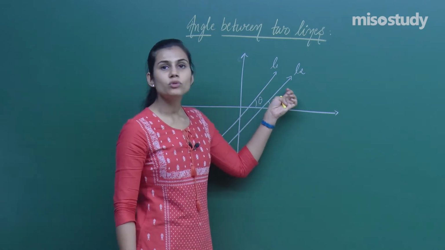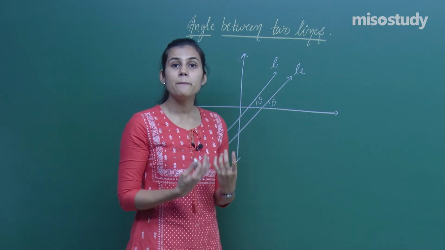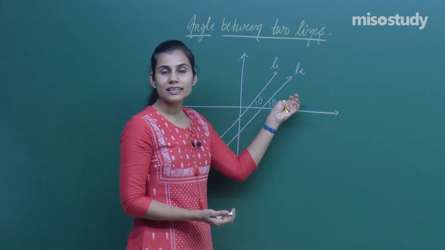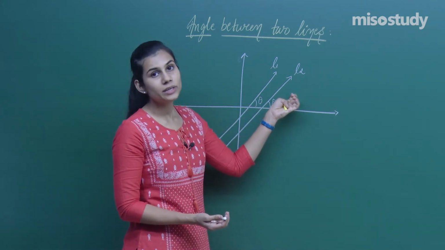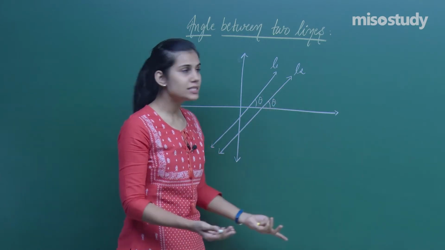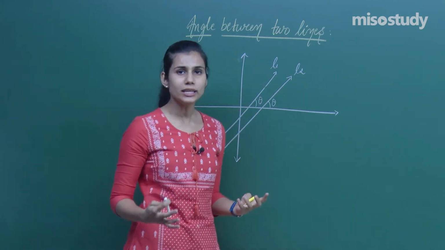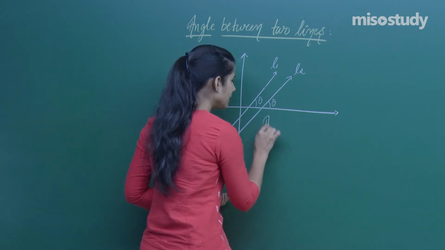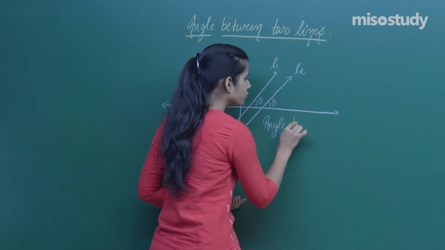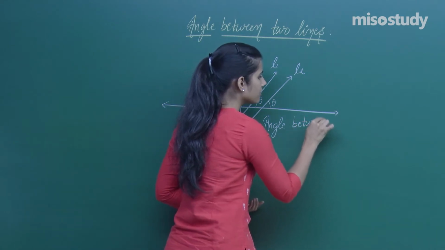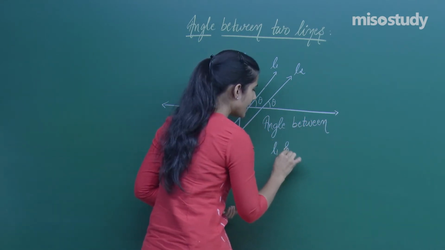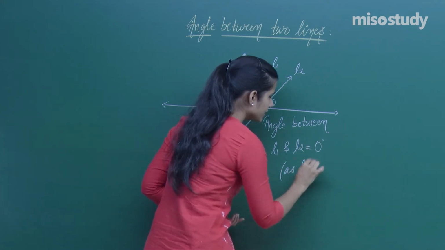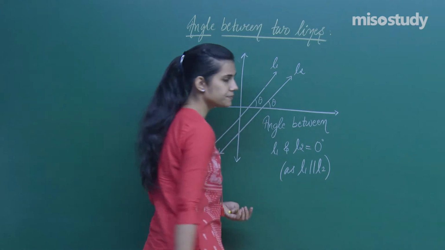So, if I draw two lines as parallel lines, what is the angle between them? Angle between them means what is the angle that is being formed between these two lines. Now, obviously because these two lines are not at all intersecting, the angle between L1 and L2 is 0. So, angle between L1 and L2 is equal to 0 as L1 is parallel to L2.